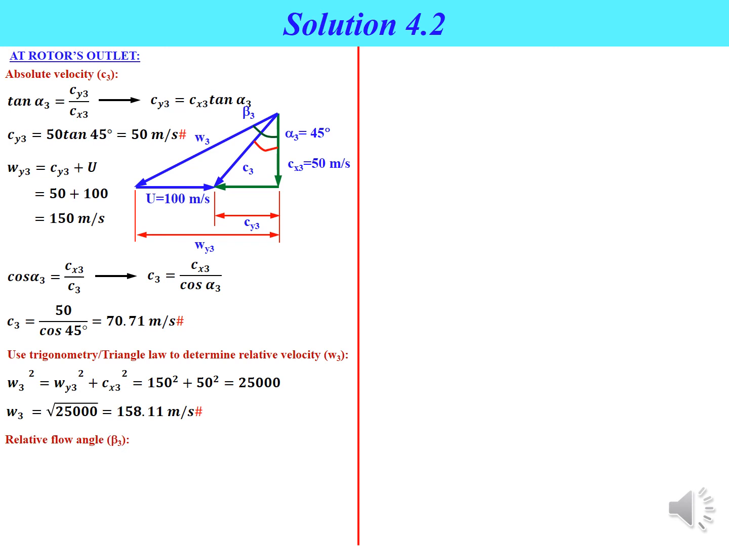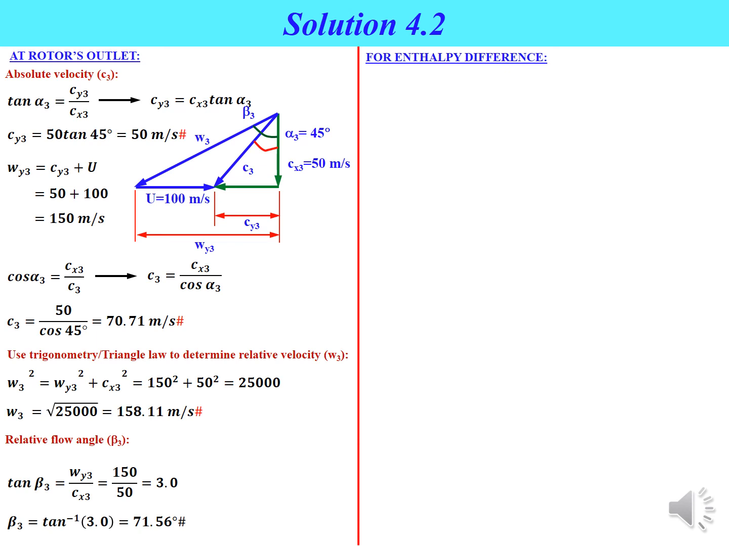And then we determine the relative flow angle beta 3. Tangent beta 3 equals w_y3 divided by c_x3, which will be equal to 3.0. So the value of beta 3 equals 71.56 degrees.